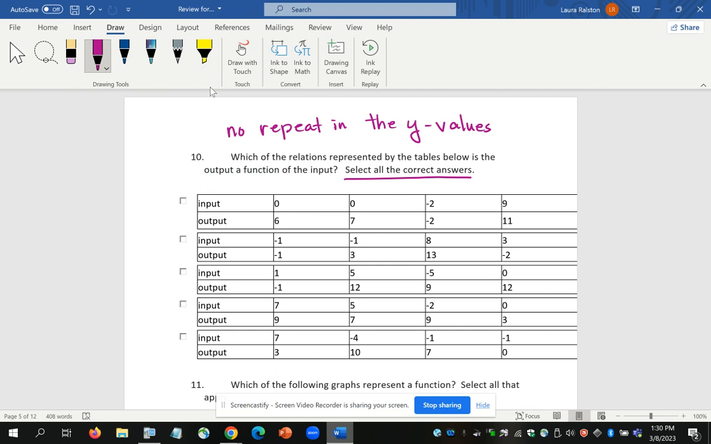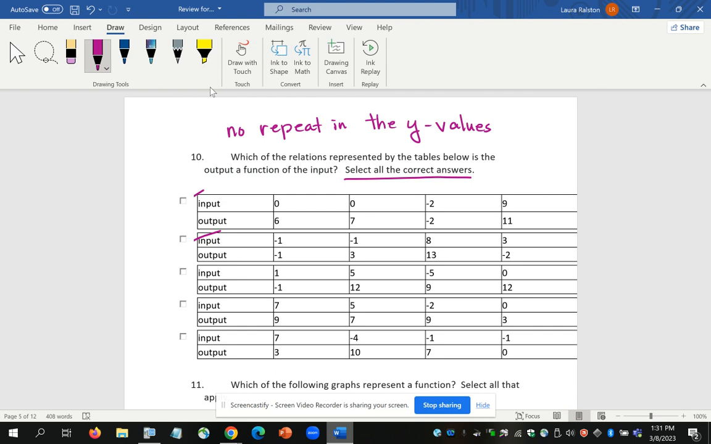If I look at this first option for the y's, or the output, I have 6, 7, -2, and 11. There's no repeat, so I'm good. That one could be a function. For the second one, I have -1, 3, 13, and -2. Again, I have no repeat. So that one could be a function.